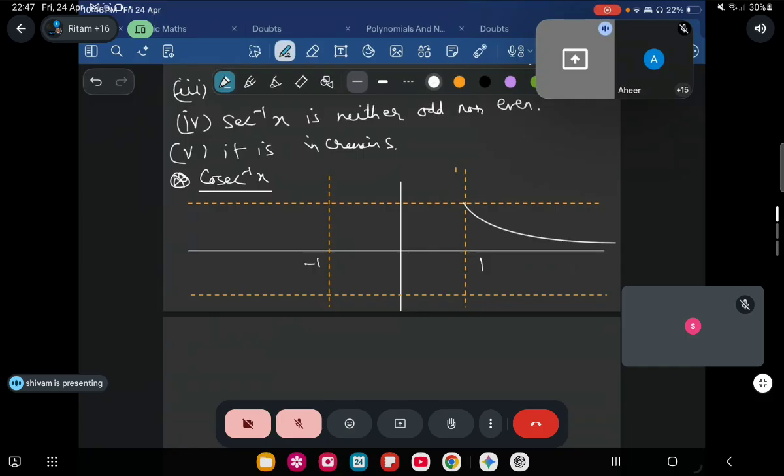Next. Similarly, what is sec inverse minus 1? Sec inverse minus 1 will be equal to minus pi by 2. And so the graph will look somewhat like this.